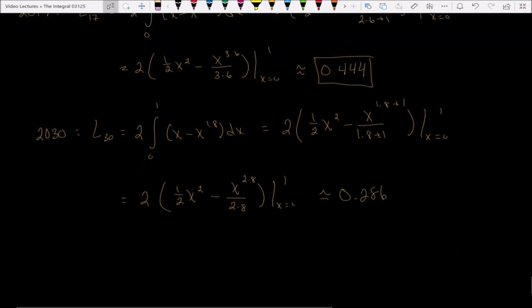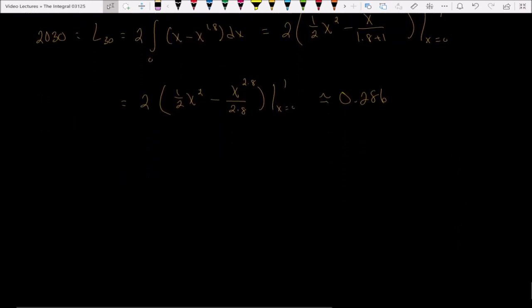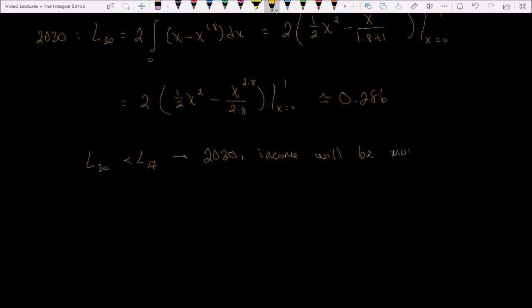Now notice, if this is correct, then L of 30 is less than L of 17, meaning that in 2030, the income will be more equally distributed. Because again, remember, the smaller the Gini index, the more equally distributed the income is.